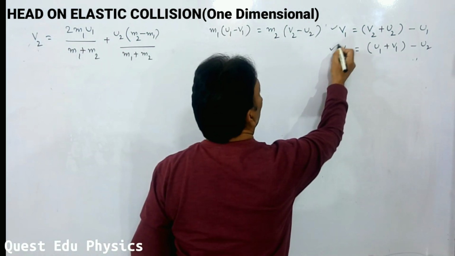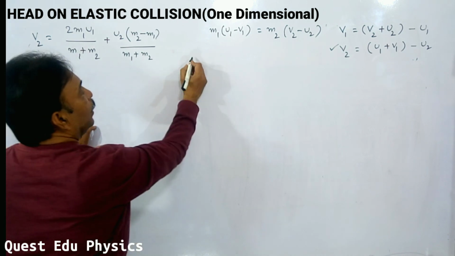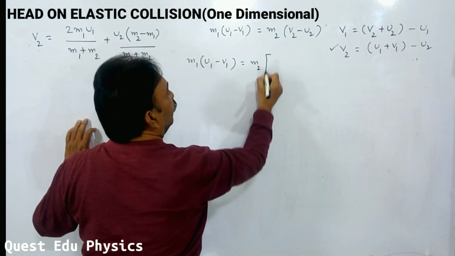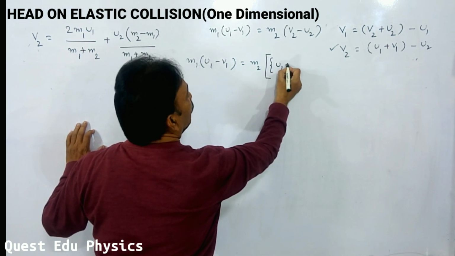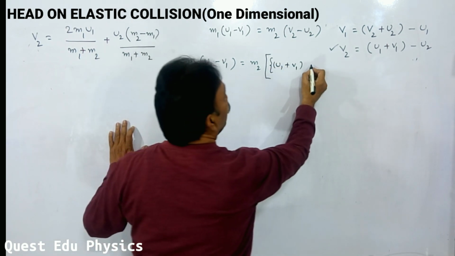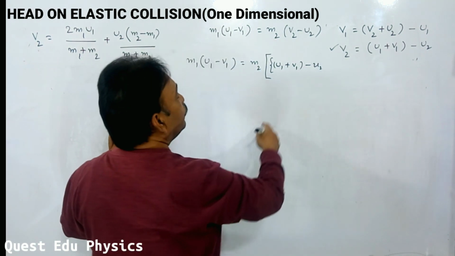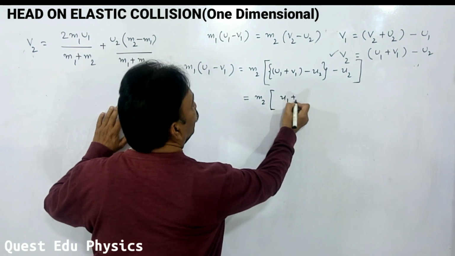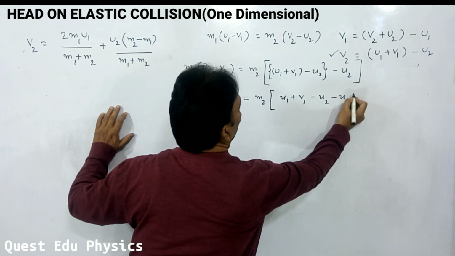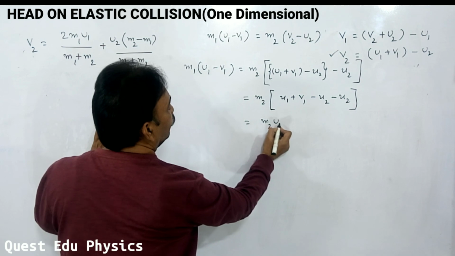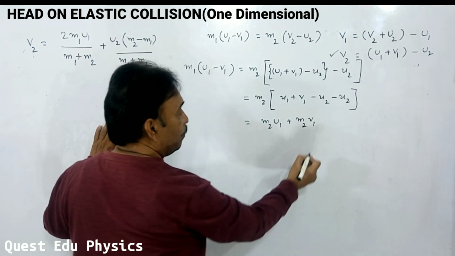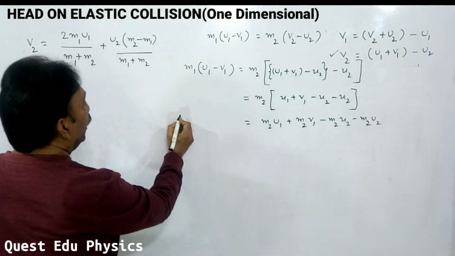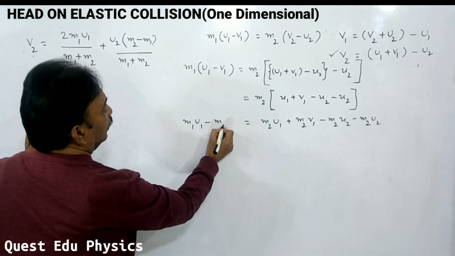Okay students, now we are substituting v2 in the above relation. Let's see what we get. It is m1 of u1 minus v1 is equal to m2 of v2, which can be written as u1 plus v1 minus u2, minus u2. It is m2 of u1 plus v1 minus u2 minus u2, which can also be written as m2 u1 plus m2 v1 minus m2 u2 minus m2 u2, and it is equal to m1 u1 minus m1 v1.